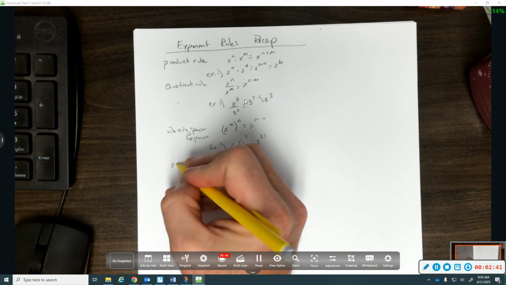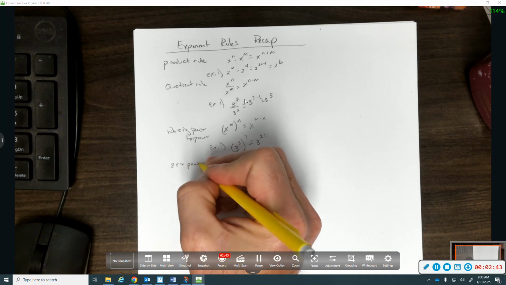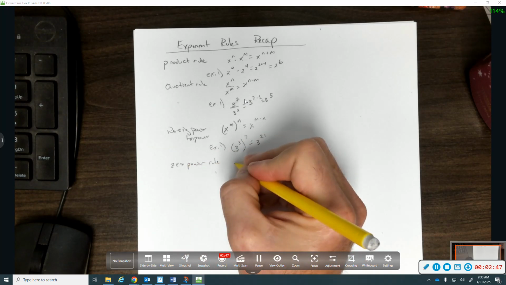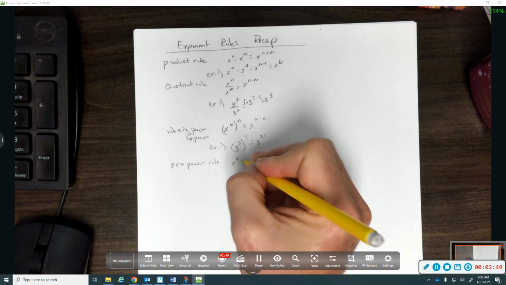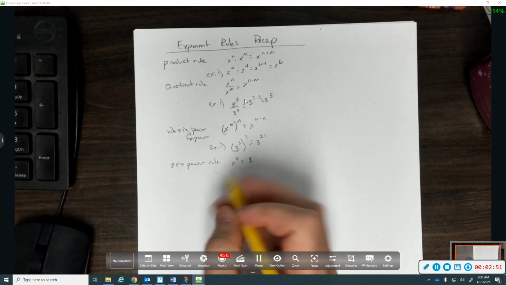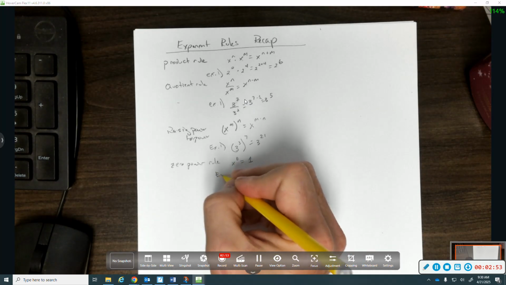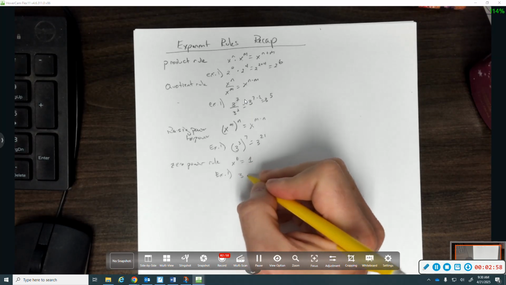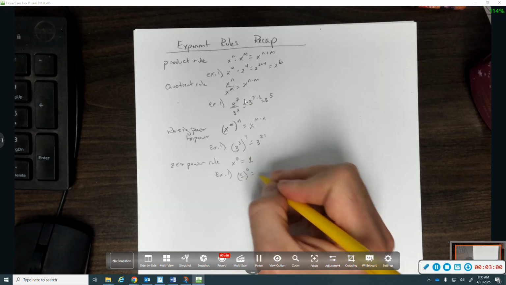Then there's the 0 power rule. That is anything to the 0 power. X to the 0 power is 1. Anything to the 0 power is 1. So, we'll look at an example. If I have 3 to the 0 power, that equals 1.